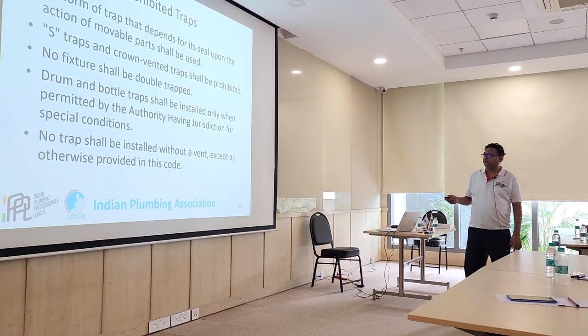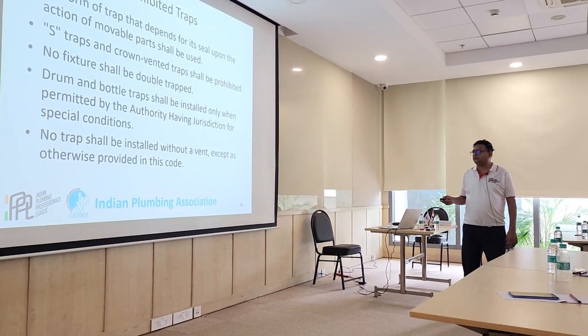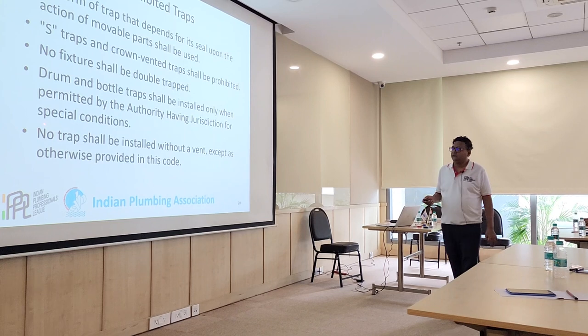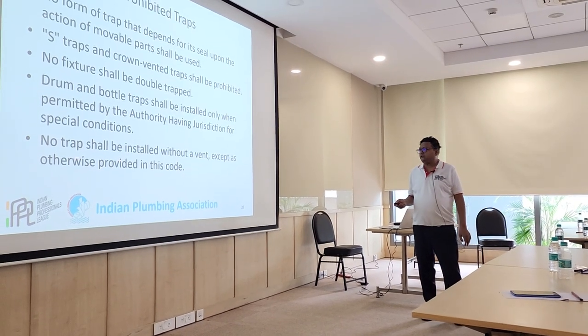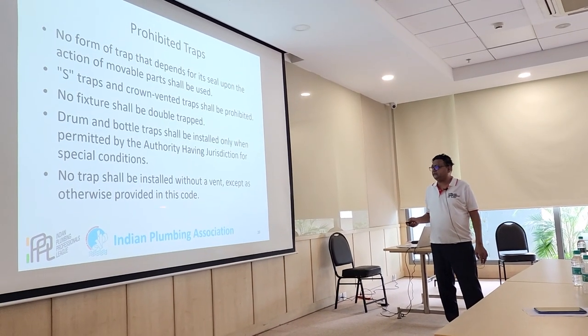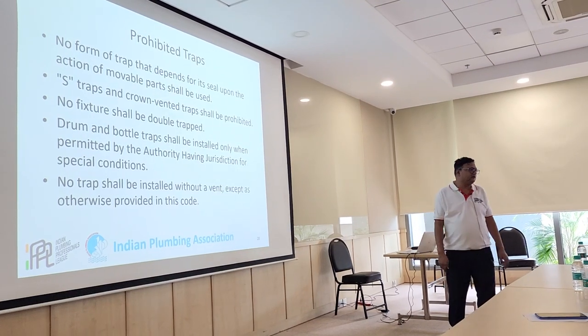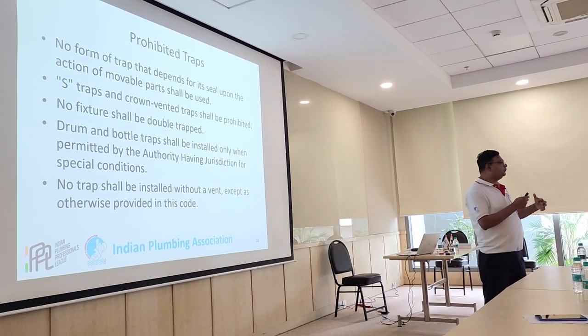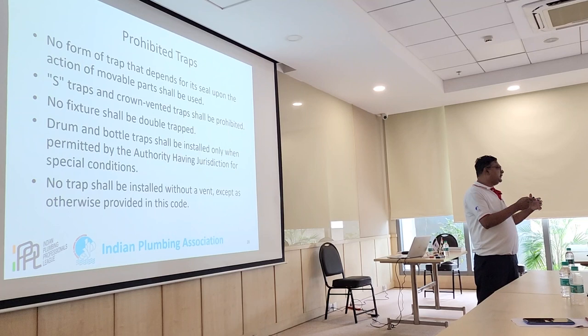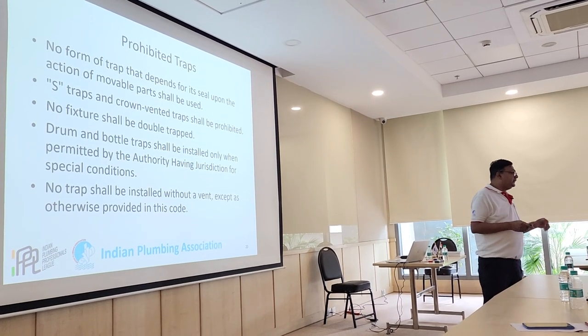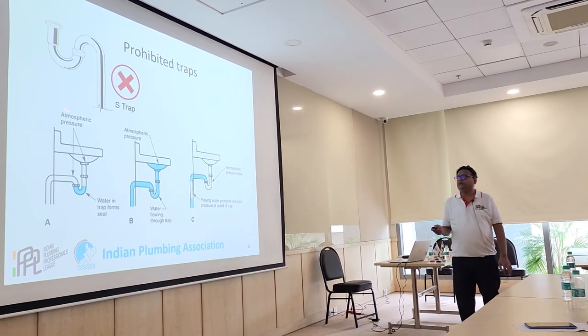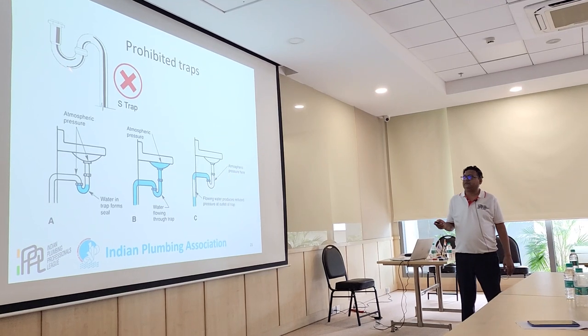Drum and bottle trap shall be installed only when permitted by the authority having jurisdiction for special conditions. No trap shall be installed without a vent except as otherwise provided in this code. So there is a group of traps which must have a venting arrangement. Prohibited trap, as said, S trap.